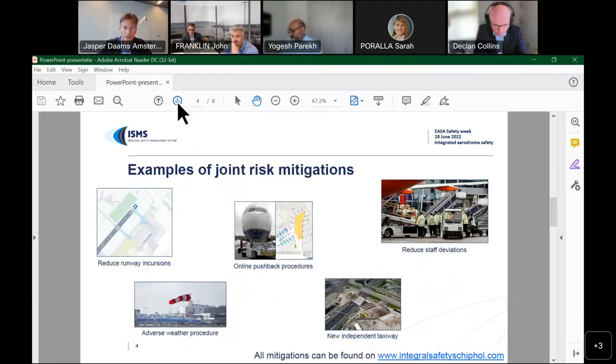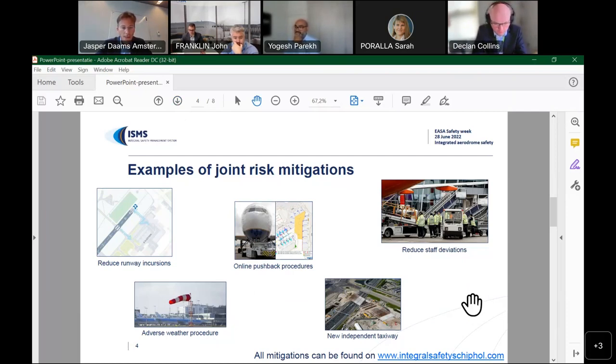Well, here are some examples of risk mitigations that we took. And really a big one is that Schiphol is completing now a new independent taxiway, which crosses over a highway. So that's a rather big project, but that truly helps to reduce the workload of ground controllers and therefore also the risk on pushback collisions, for example.